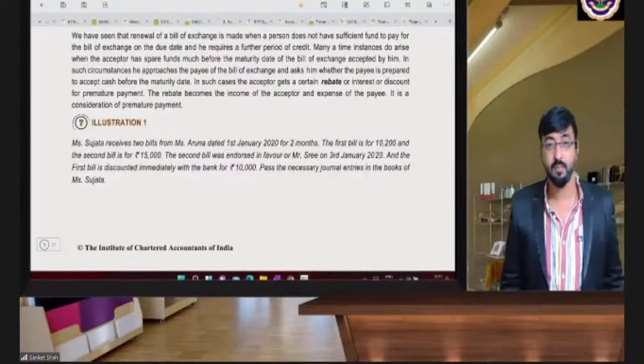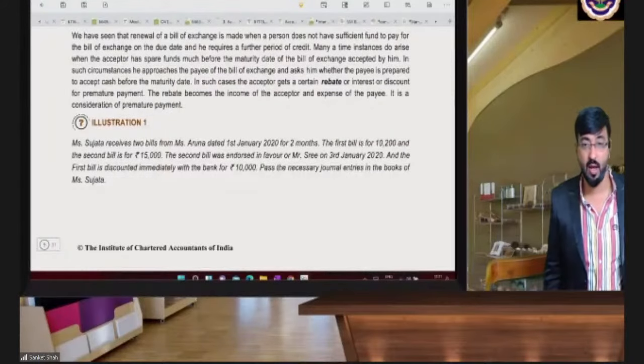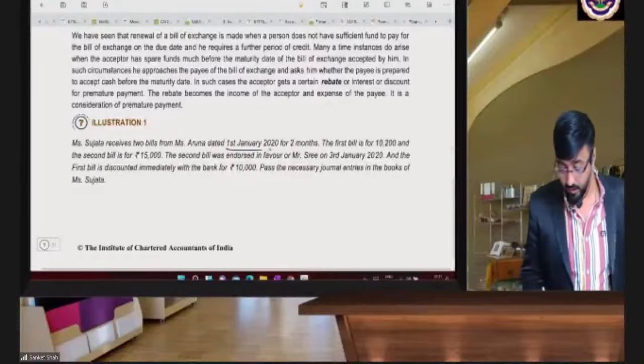Mrs. Sujata received 2 bills from Aruna dated 1st January for 2 months. So entry, beta, bills receivable 1.